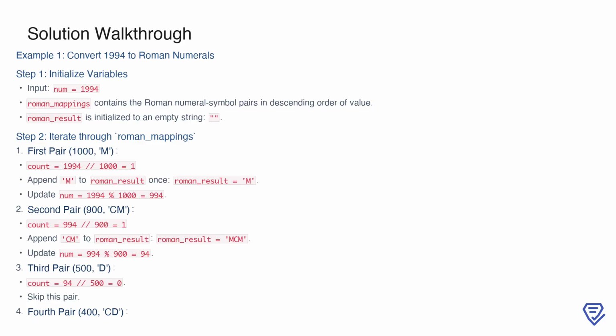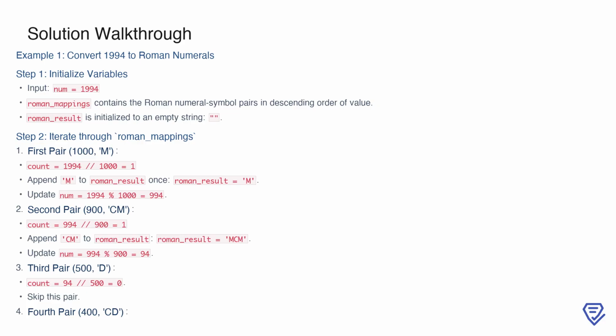Next, we iterate through roman_mappings, starting with the pair 1000, M. Dividing 1994 by 1000 gives a quotient of 1, meaning we can append M to roman_result once. After appending, we update the number by taking the remainder of 1994 divided by 1000, which is 994. Moving to the next pair, 900, CM, dividing 994 by 900 results in a quotient of 1, so we append CM to roman_result, making it MCM. The remainder is now 94.